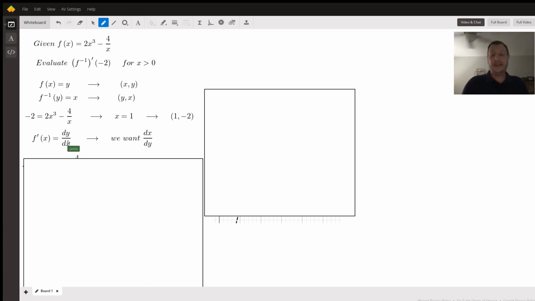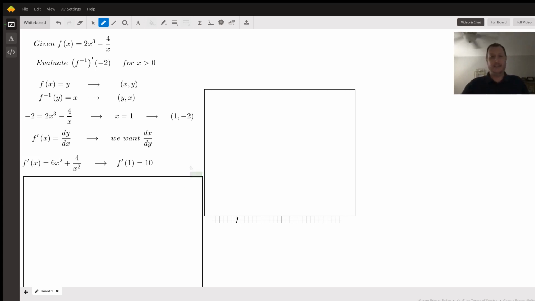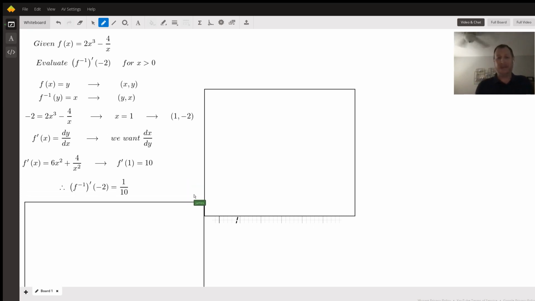If we get dy dx, we just need to reciprocate it, and that's going to be the slope of our inverse at the corresponding point, that point being -2 comma 1. So f prime of 1, it's really easy to get a value of 10, reciprocating it because we want dx dy will give us the slope of this inverse, not function, of this inverse at that corresponding input of -2.